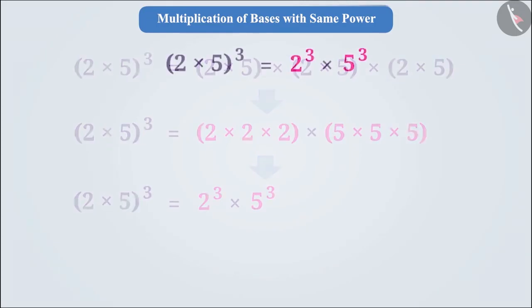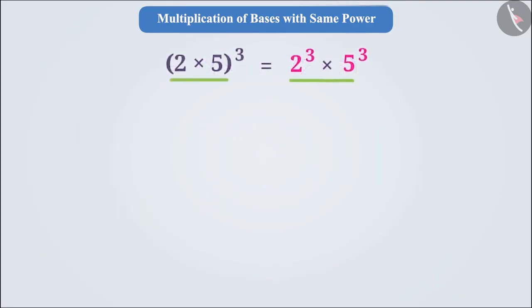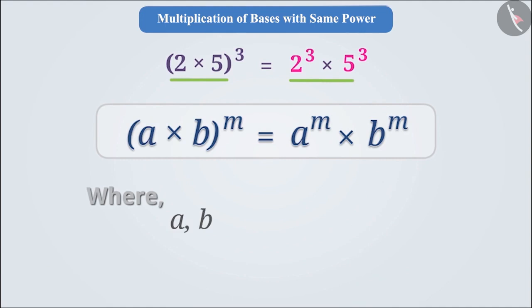Now, by looking at the right-hand side and left-hand side, we can say that if a and b are both non-zero integers and m is a whole number, then the expression a multiplied by b, whole raised to the power m, can be written as a raised to the power m multiplied by b raised to the power m. That is, the combined power for multiplication is the power of each term separately. We can also say that the power of brackets is the power of all the terms written inside. With this understanding, will you be able to formulate a rule for the division of bases with the same power? Pause the video and practice.